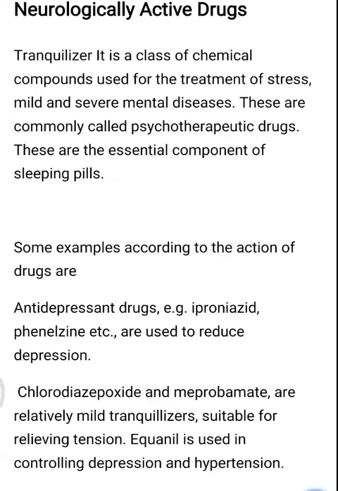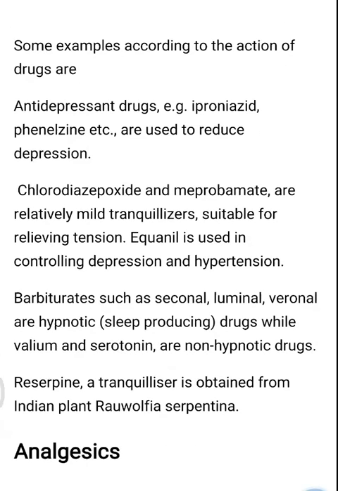Now, these types of drugs are of two types, tranquilizers and analgesics. Tranquilizers are also known as antidepressant drugs. Antidepressant drugs, for example iproniazid and phenelzine, are used to reduce depression. Chlordiazepoxide and meprobamate are relatively mild tranquilizers suitable for relieving tension. Equanil is used in controlling depression and hypertension.